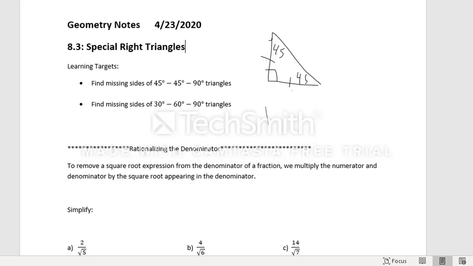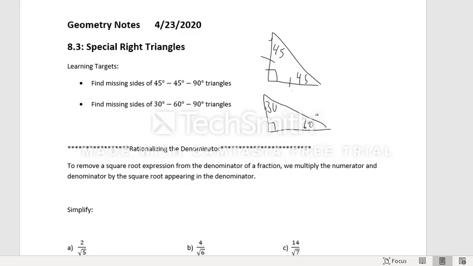The second one is a 30, 60, 90. All right, so if we know that that's 90 and we know that that's 30, triangle sum theorem again, this has to be 60 degrees. So if you're given one of those angles, you can find out the other.